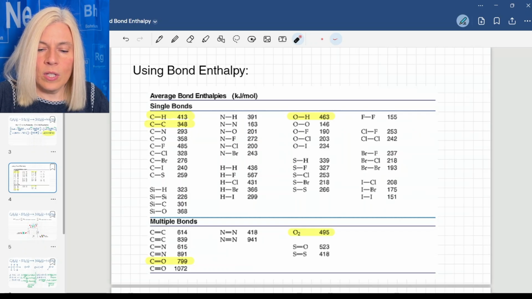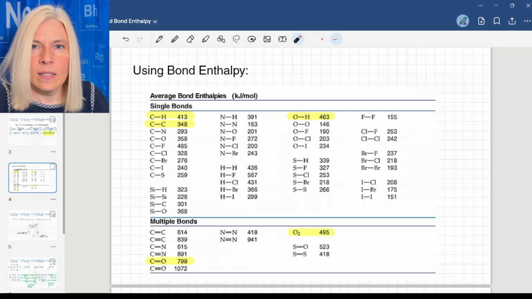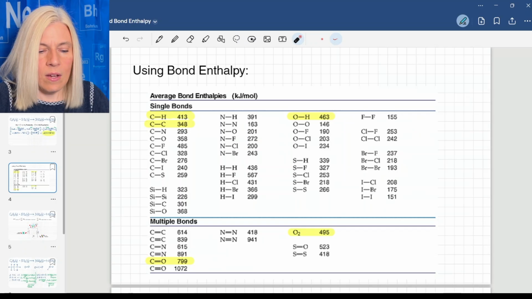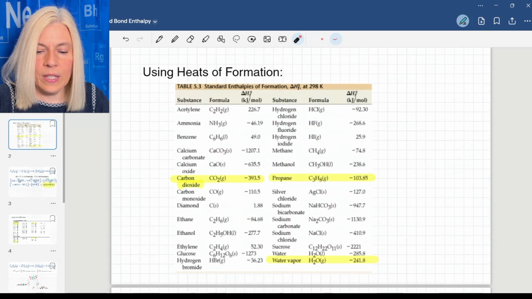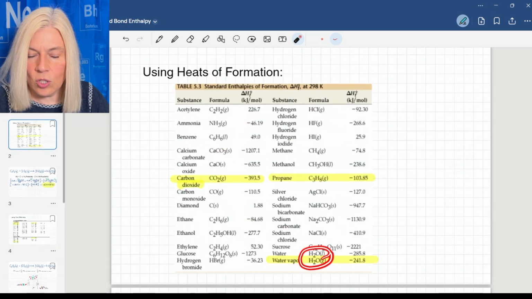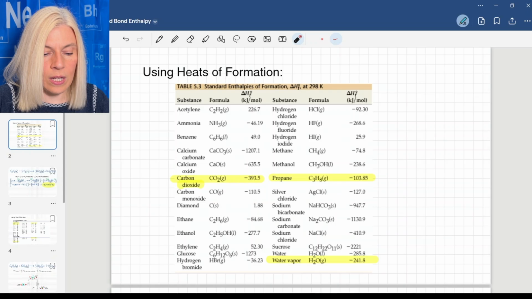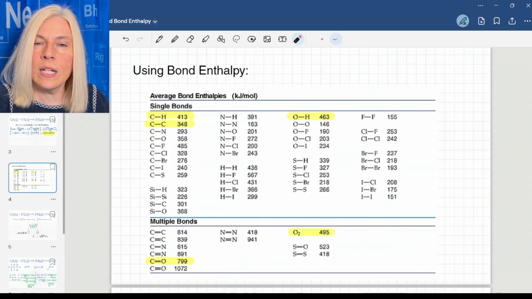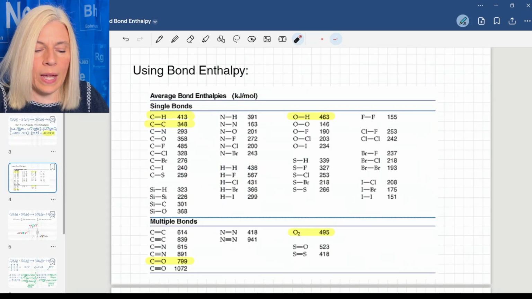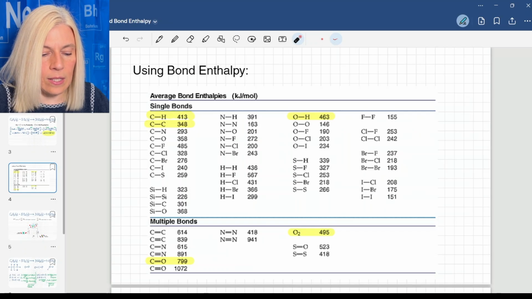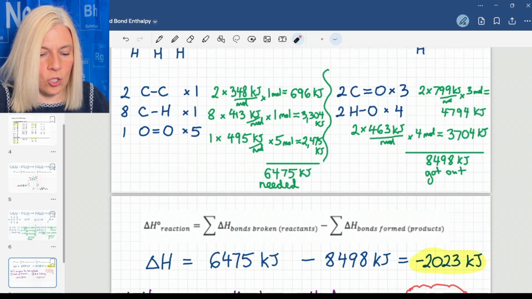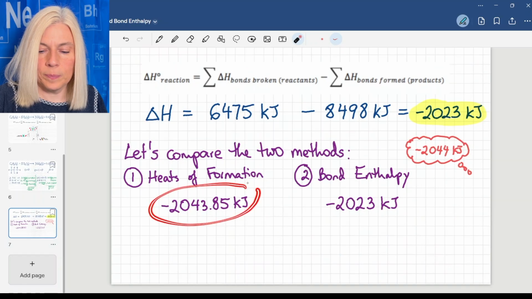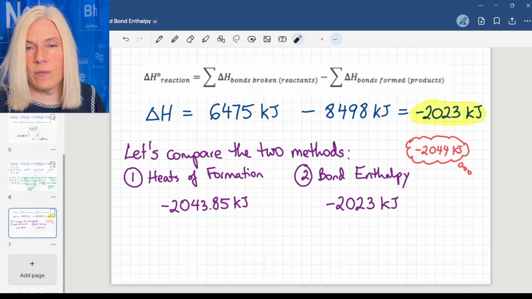And also, do you see the states? Do you see gas, liquid here? No, it's just bonds. Remember, using heats of formation, we had to pay attention to states. And we don't here. This is just average bond enthalpies. So average bond enthalpies is a really good estimate. It's going to give you close. But using heats of formation will be much more accurate because you're using average bond enthalpies here.